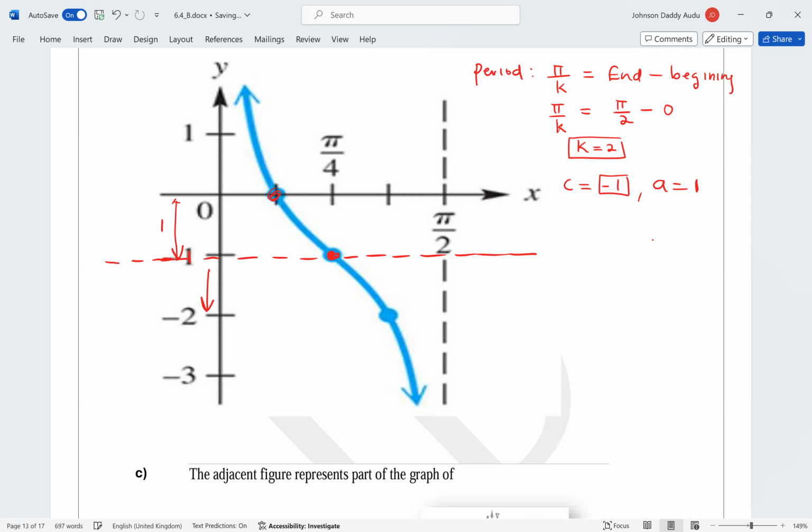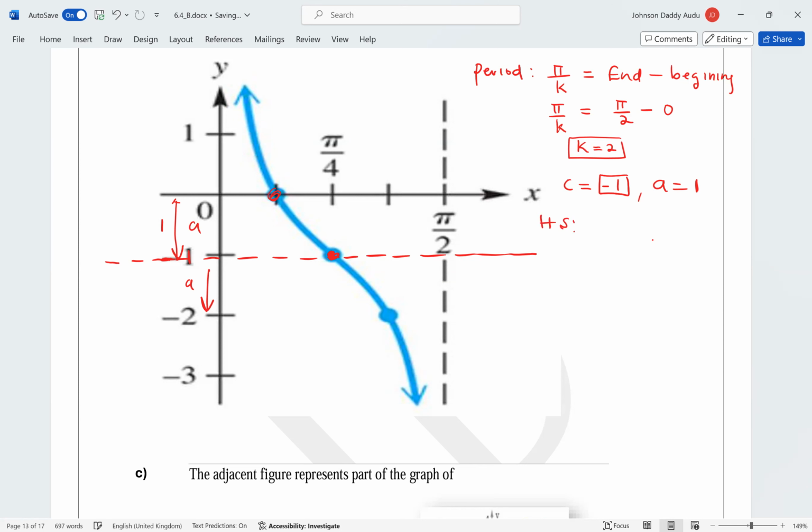And now this is A, and also this is A. So can we find A? Do we take A to be positive or negative? It depends. If we want to see it as a graph of cotan, then we should take A to be negative because cotan is decreasing, okay? Now, let's look for the horizontal shift.